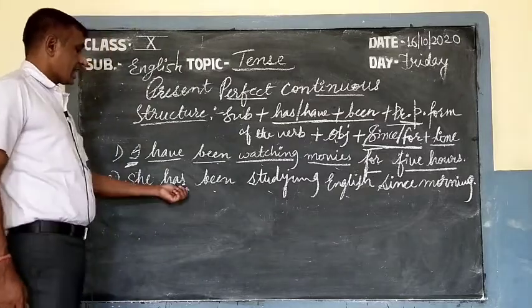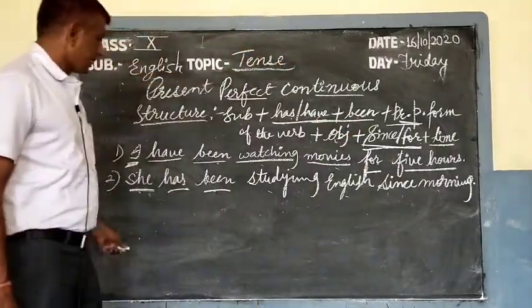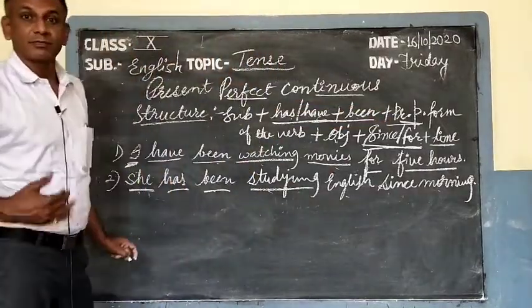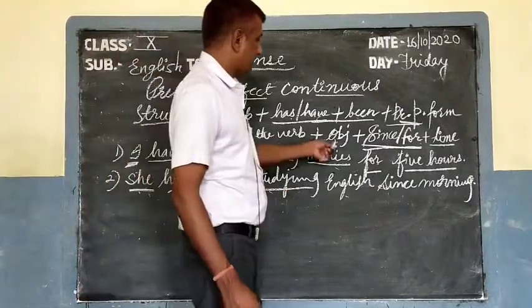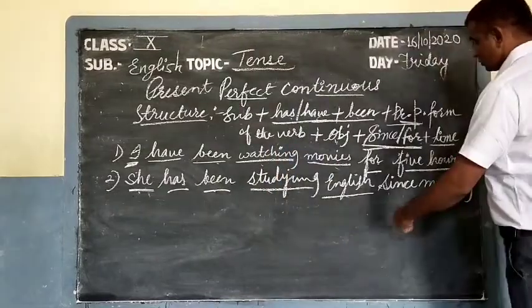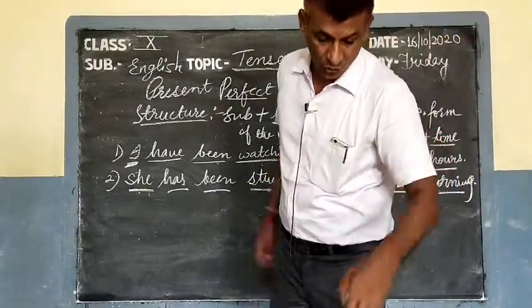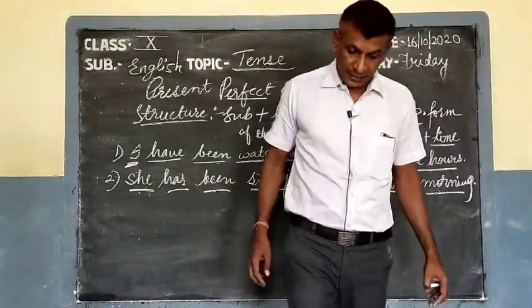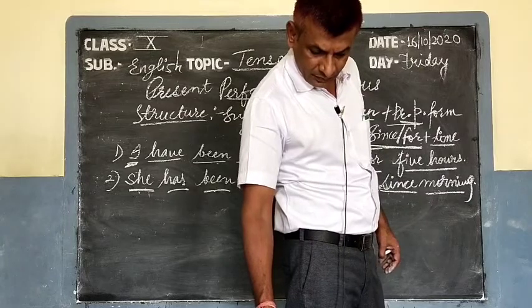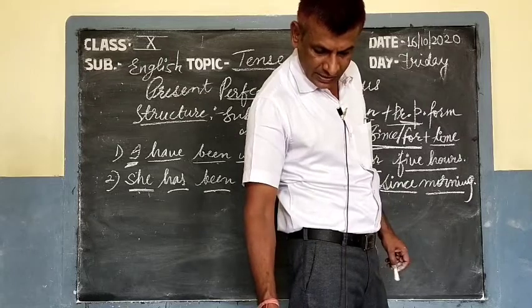So subject, has been, out of the structure has been or have been, and studying is your PRP form, the present participle form of the verb. Then there is the object English, and since and for. So since morning denotes the time. Well, now see how these sentences are. Let's see one more sentence.